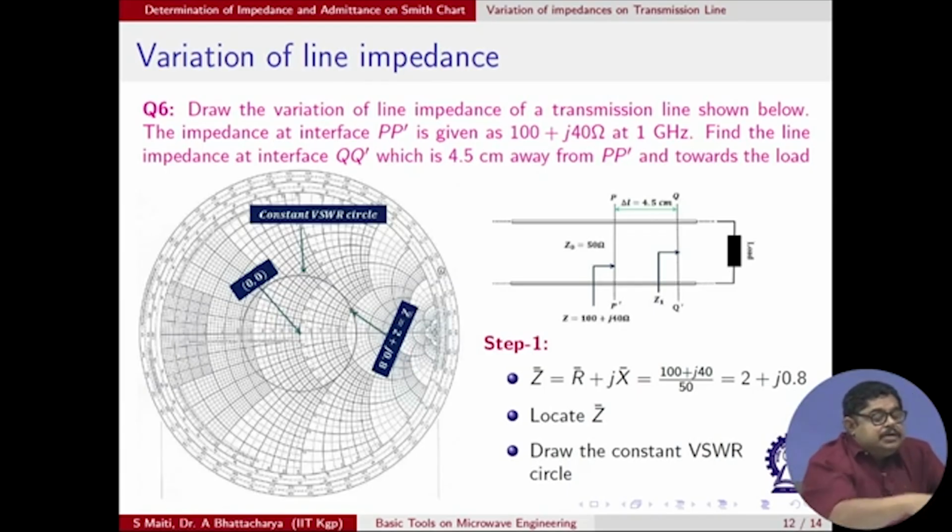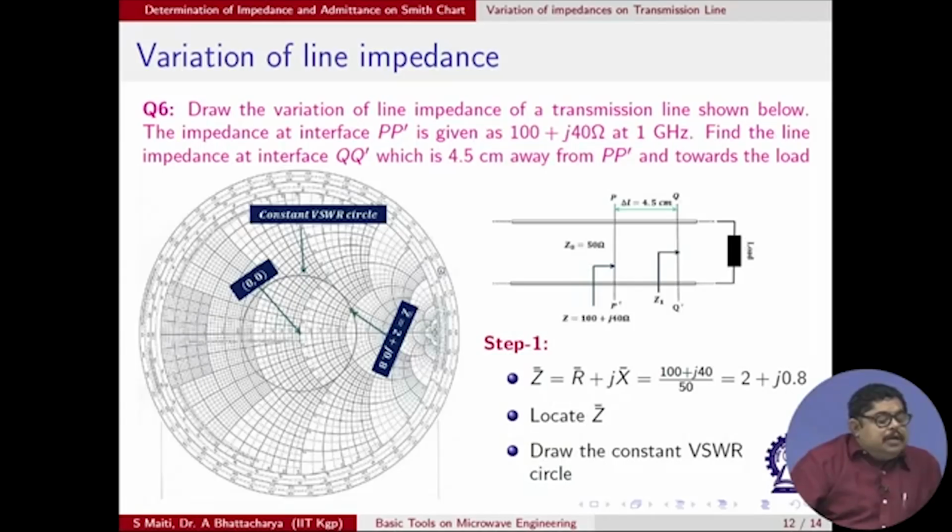So, the first step is what is given: at this interface I am finding that the line impedance is 100 plus j40 ohm at, let us say, a frequency of 1 gigahertz. Now, at Q dashed, which is 4.5 centimeter away from the PP dashed point, towards the load, find the impedance. So first you put this 100 plus j40, then move towards the load by that distance.